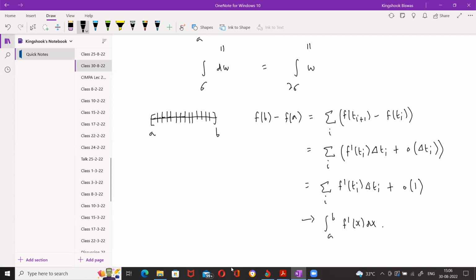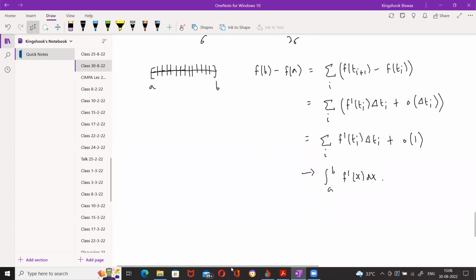Now, Stokes' theorem we can prove in the same way. We just replace this one-dimensional interval by a k-dimensional cube. So like we chopped up the interval into small intervals, here we chop up the cube into small cubes.